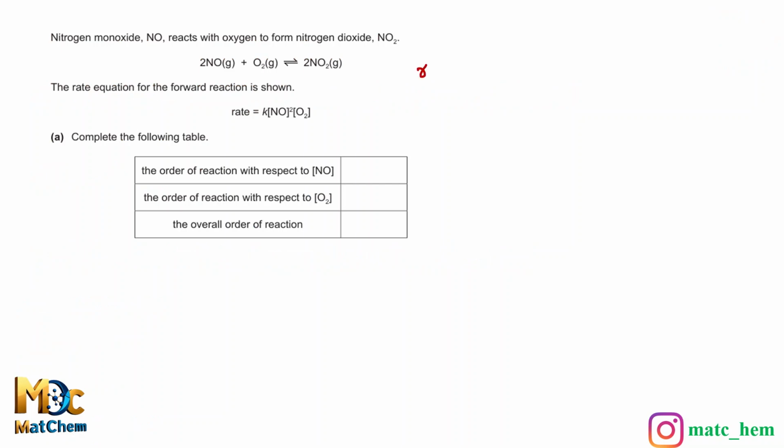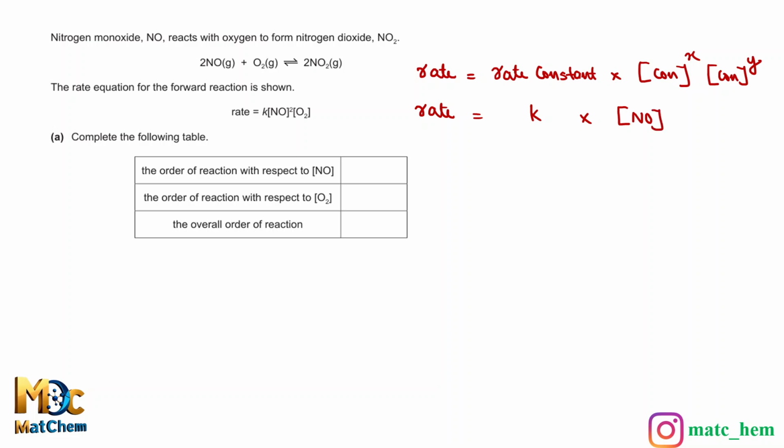So basically, what is a rate equation? Rate is equal to the rate constant into concentration raised to some power. That is, if there are two, concentration raised to x into concentration raised to y. Then when you are comparing with the given rate equation, that is rate is equal to K, where K is the rate constant, into concentration of NO raised to the power of 2 into O2 raised to the power of 1. What can you understand from this?